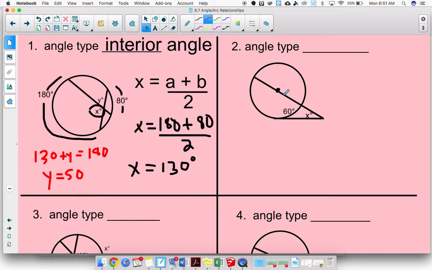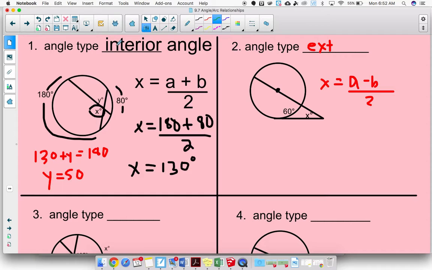Okay. The second one, X is an exterior angle. So instead of adding the arcs, we're going to subtract the arcs. So I'm going to say X equals A minus B all over 2. Now you're probably looking at this going, I think Miss Markley, you forgot to give us an angle. Well, I really didn't actually forget to give you the angle.